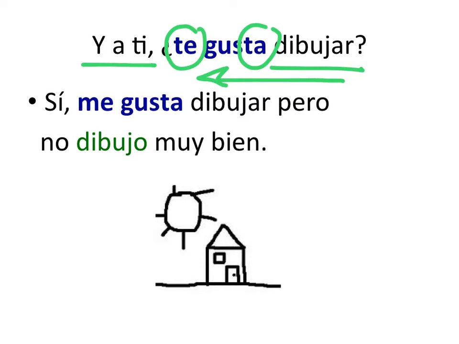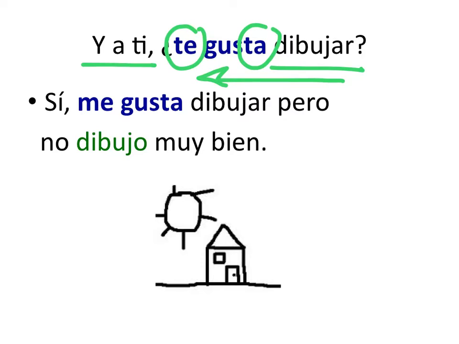So when we respond, notice I'm not saying, sí, yo gusto. Don't write that on the super site or the test or you'll get it wrong. Gusto is never an option in chapter 2. It's me gusta, which really means what? I like, right. I like what?